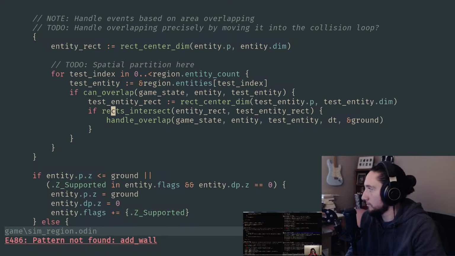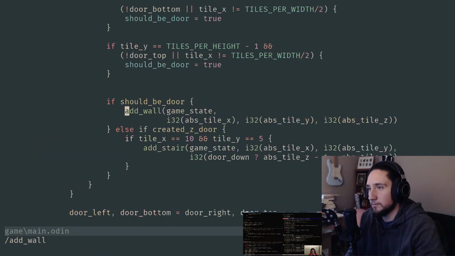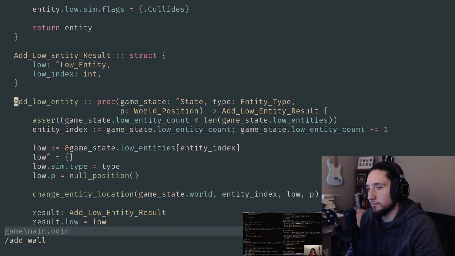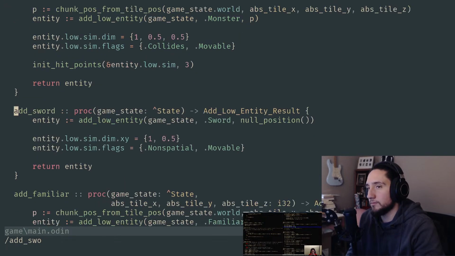Maybe what I'll do is make a call in addition to add low entity, something that takes a dimension. I'm not sure. Let's take a look here. Add low entity. Everything has one. So maybe I'll just add that to the call, and it will automatically do that adjustment for you, let's say. So I guess what I'm going to do here, and I guess we should give the sword a dimension in Z as well. Maybe just a very small dimension in Z.